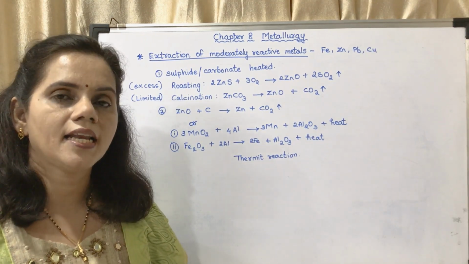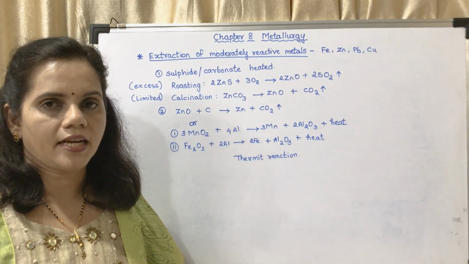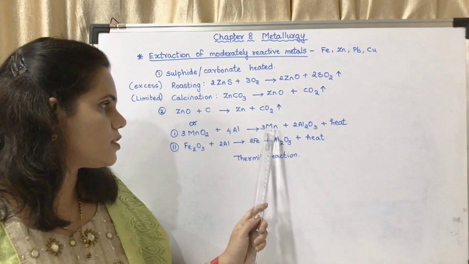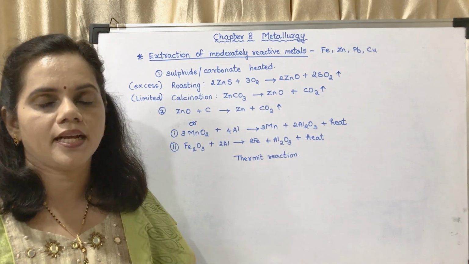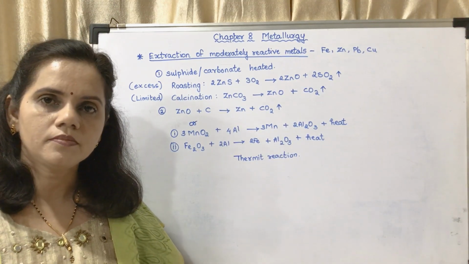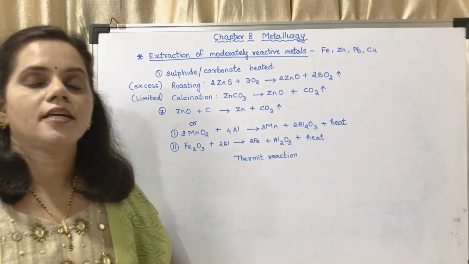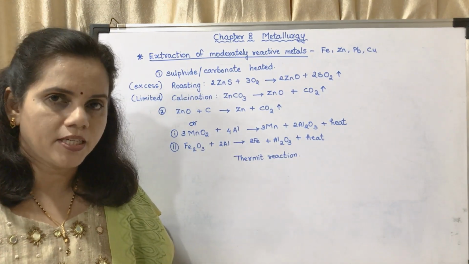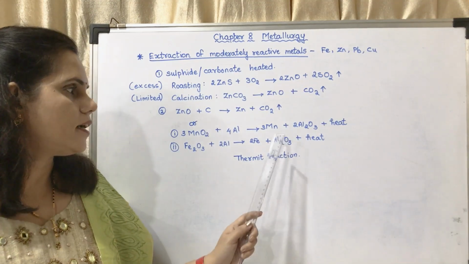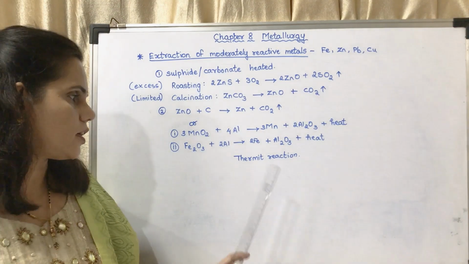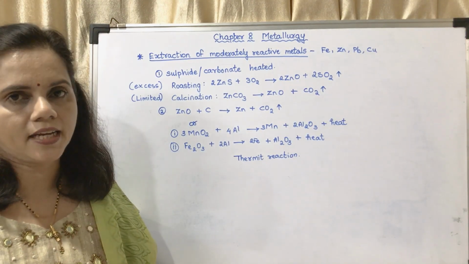Now this is a highly exothermic reaction, so high that we get this metal in liquid form, that is, molten form. That means this reaction gives out such a very high temperature that we get the metal in molten form. Such reactions are called thermit reactions.